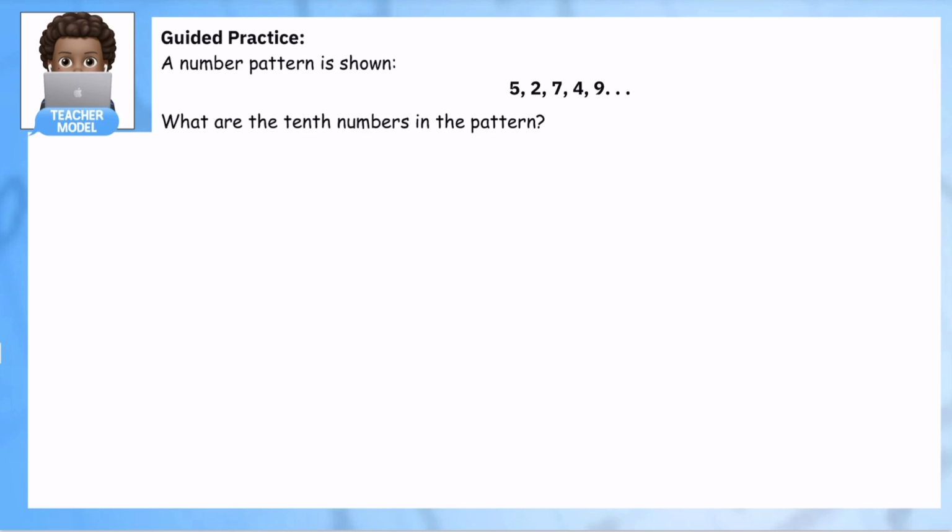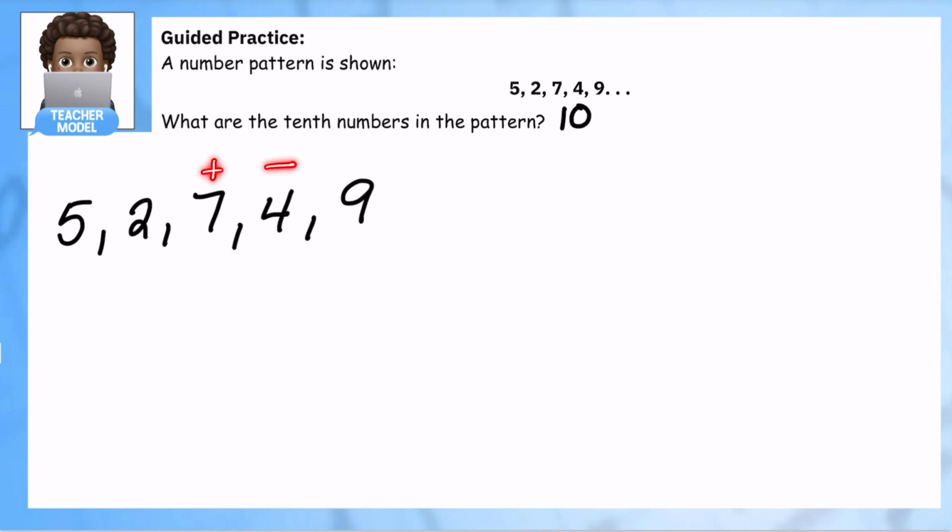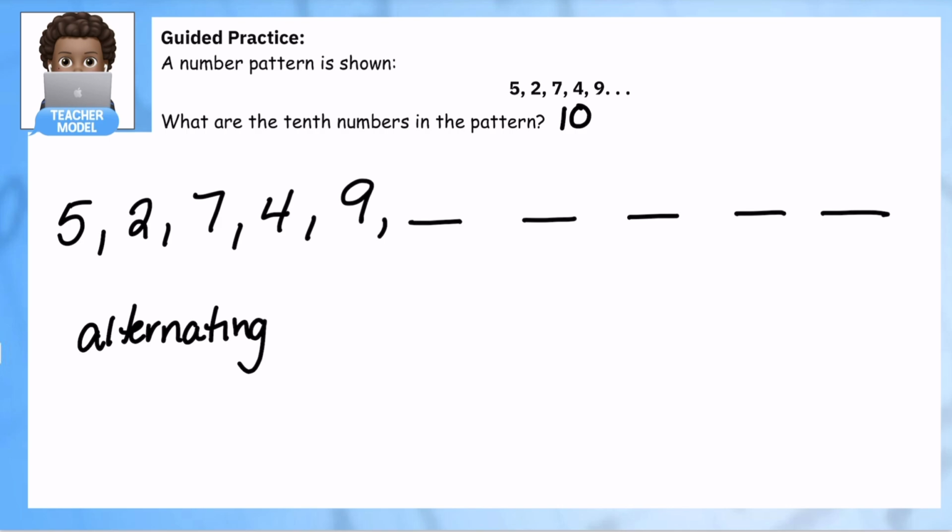Okay, and now let's actually share the solution. And the 10th number in the pattern is 10. So how did I get there? Well, let's start by talking about this pattern, what we're seeing and what we're noticing. So to start off, my number got smaller, and then it got bigger, and then it got smaller, and then it got bigger. So this is an alternating pattern. So two different operations are happening here. And we're going to use this to figure out the 6th, 7th, 8th, 9th, 10th number in the pattern. This is our goal.